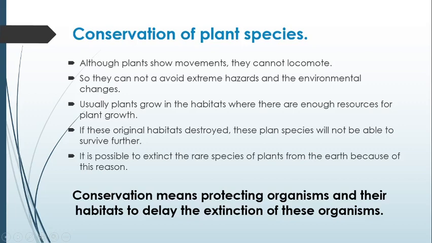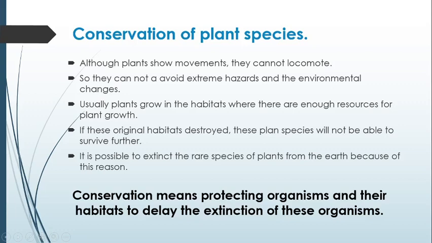Okay, so now we discussed different types of plant movements. From this lesson, it is very clear that although these plants show movements, the plant cannot totally move from one place to another. Clear? It means they cannot locomote. So, they cannot avoid extreme hazardous conditions of the environment and the environmental changes.